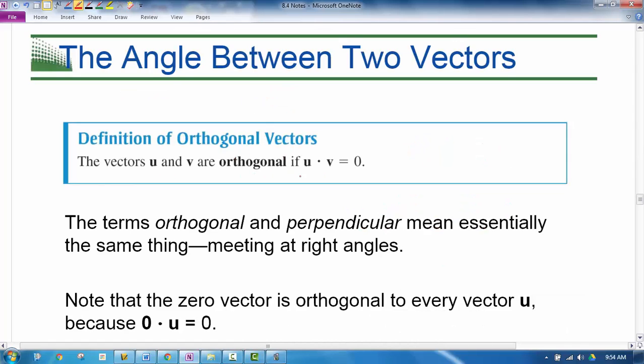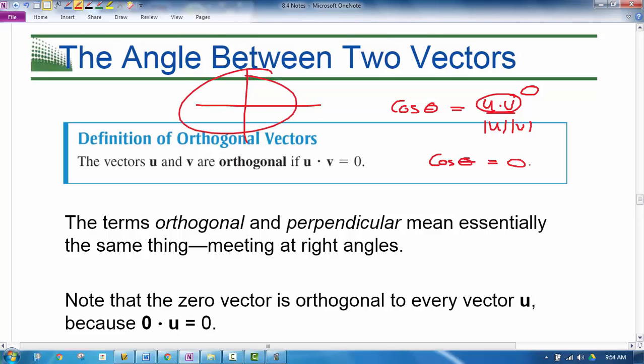All right, the last thing then is just orthogonal. Orthogonal just means perpendicular. So if you think about it, the cosine of theta equals the dot product between u and v over the magnitude of u times the magnitude of v. Well, if the dot product's 0, then the cosine of theta equals 0. Well, where on the unit circle does the cosine equal 0? That happens at 90 degrees right here. So basically our theta would be 90 degrees, or obviously negative 90 degrees, but either way, that's perpendicular.